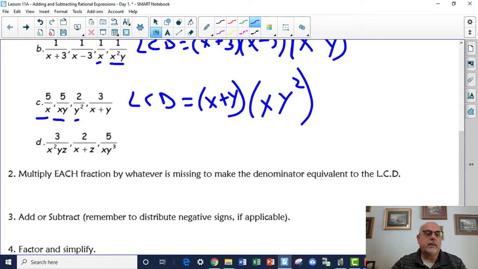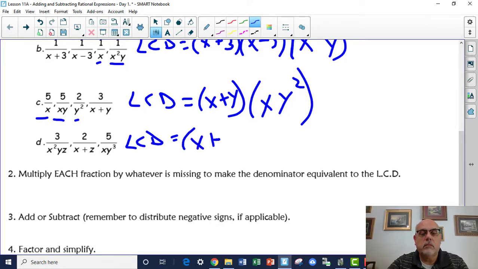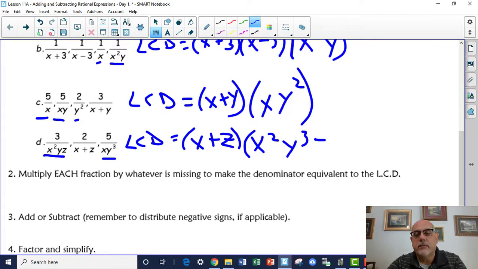If we take a look at D, you know you need an x plus z. You got to have that binomial in there. Now let's take a look at all these terms that are being multiplied. X squared and x, that becomes an x squared here. Y cubed, you need a y cubed, and you need a z. So there is your common denominator.